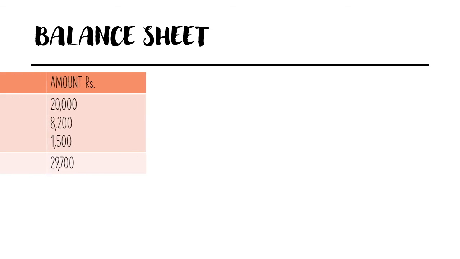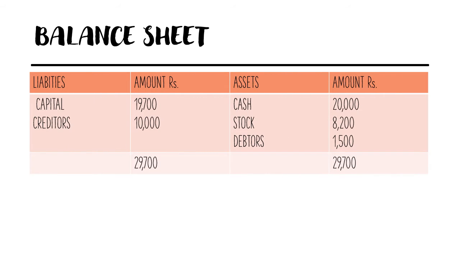Whatever we were having in the asset side, that will be recorded in the asset, and we were having assets of cash 20,000, stock 8,200 and debtors 1,500, and we'll do the total 29,700, and liabilities will be transferred to the liability side. Capital 19,700 and creditors 10,000. Total 29,700.